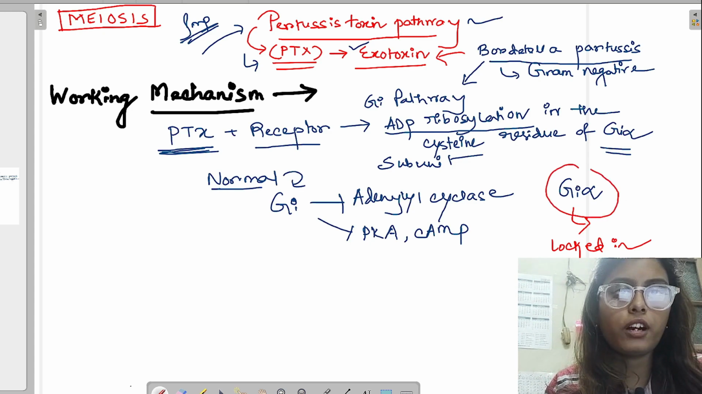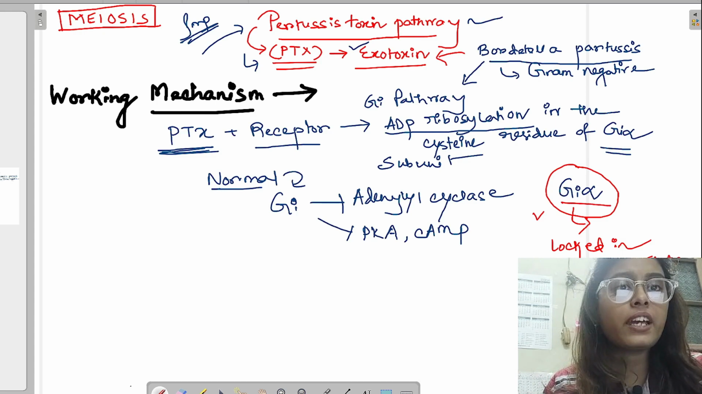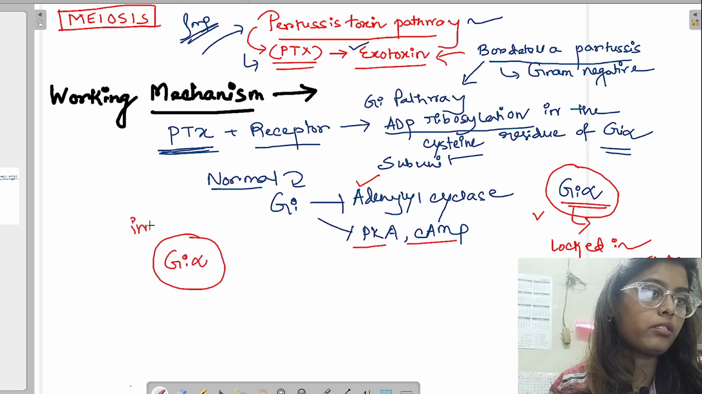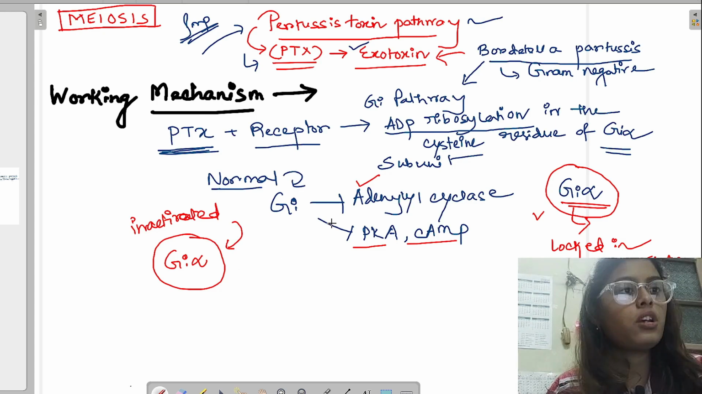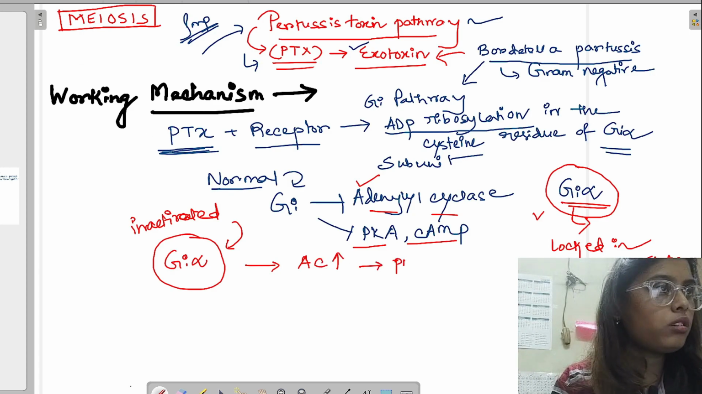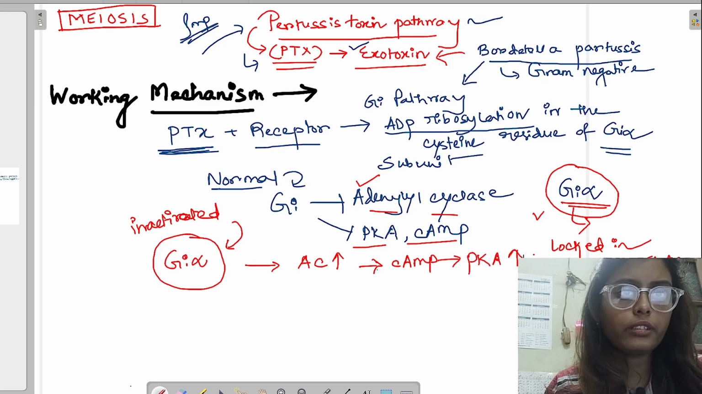If the Gi alpha is locked in the inactive state, it cannot inhibit the adenylyl cyclase, and PKA and cAMP will be produced. So the inactivated Gi alpha cannot inhibit the adenylyl cyclase and PKA, cAMP production. So more adenylyl cyclase enzyme will be activated, more cAMP will be produced and more PKA will be generated, right?